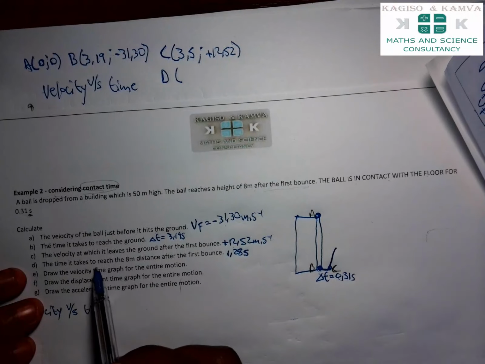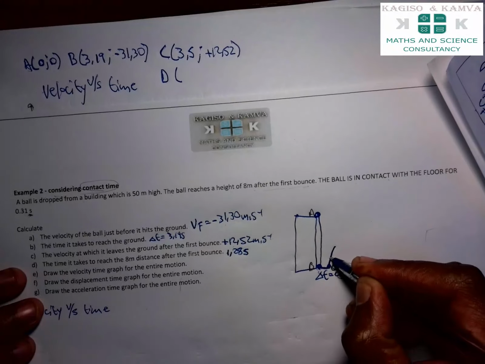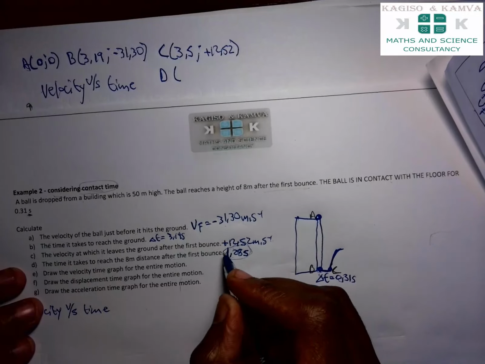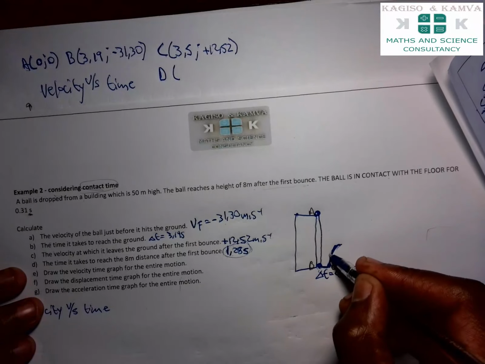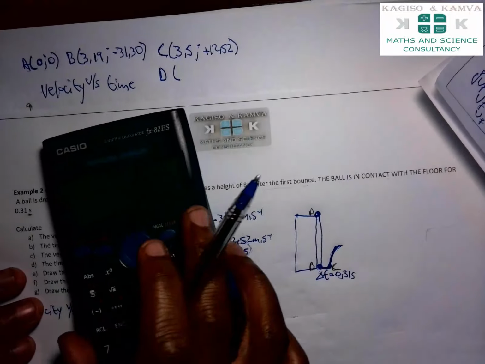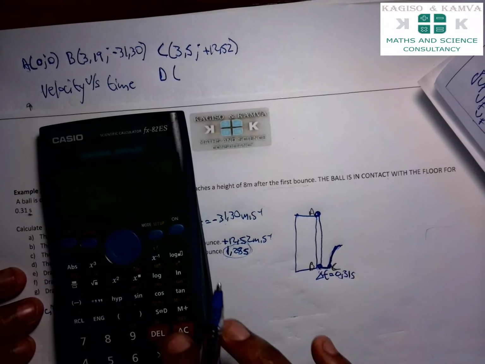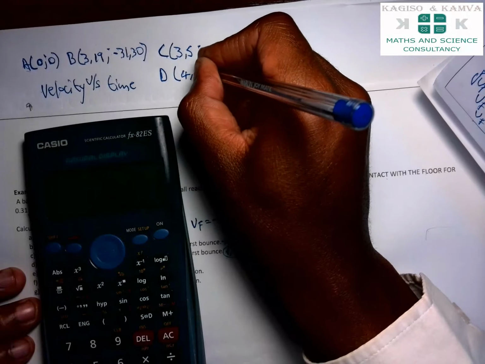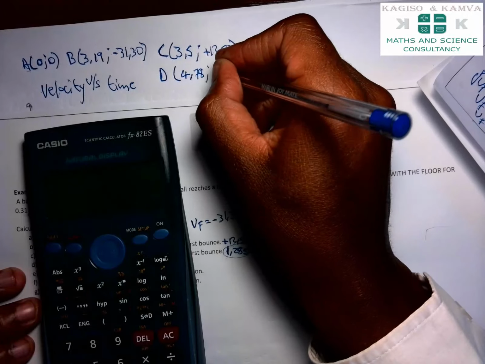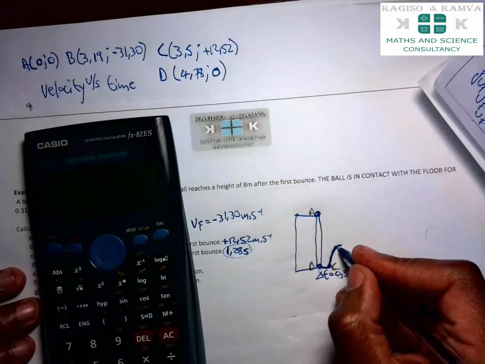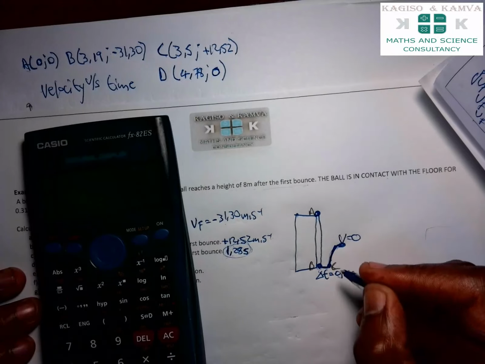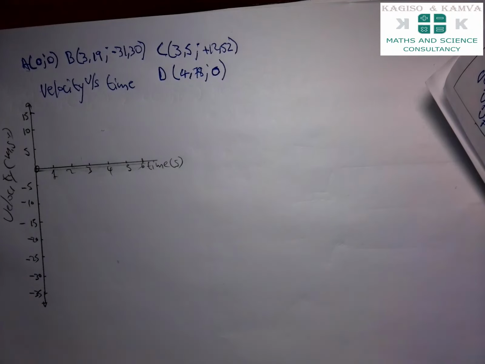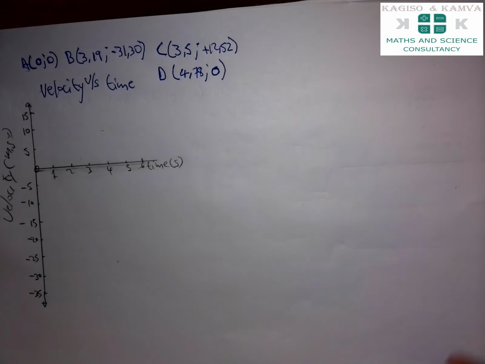Okay, now D. There at D, what is the time? The time after the first bounce, the time it took for this motion, is 1,28. So we need to add this 1,28 to that 3,5. That will be 4,78, and the velocity there is 0, simply because this is the maximum height. Now we've got all the information that is needed to plot the graph.